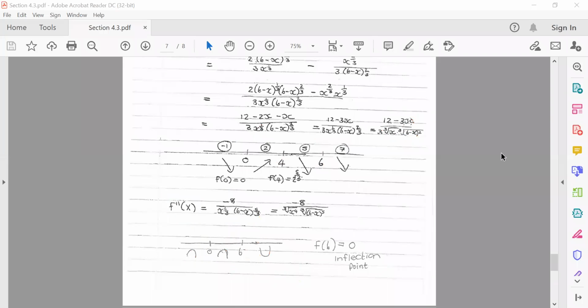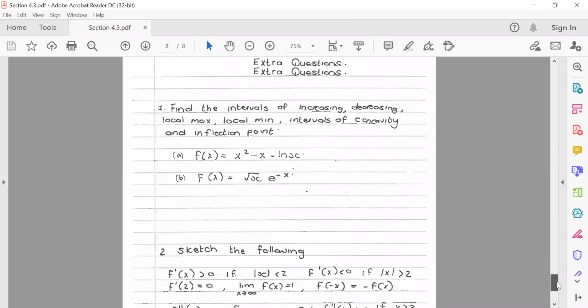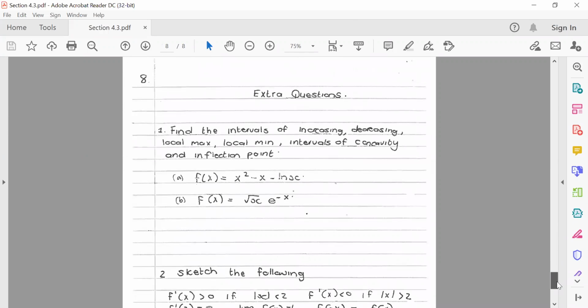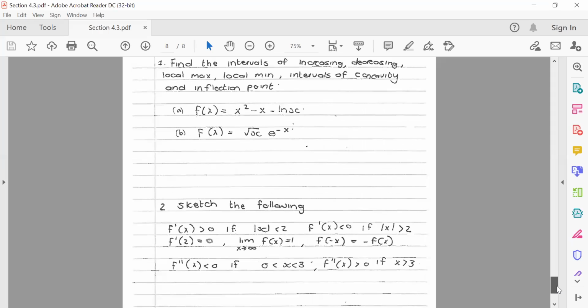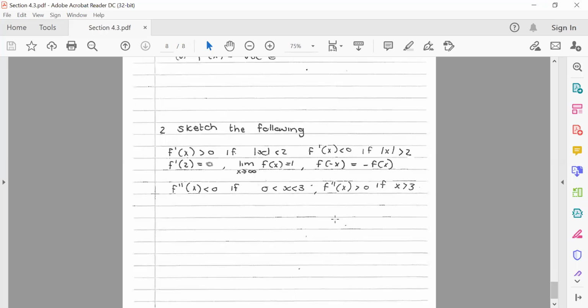So practice and understand, because if you don't understand, then I'll give you a simple question on a test and you're going to struggle. And do these extra examples. I ask you to find intervals of increasing, decreasing, local max, local min, concavity, inflection point. If you can do this accurately, then you should be well prepared for this section. And then look, there's another sketch there. It looks like the one that we did earlier. So see if you can also sketch this.